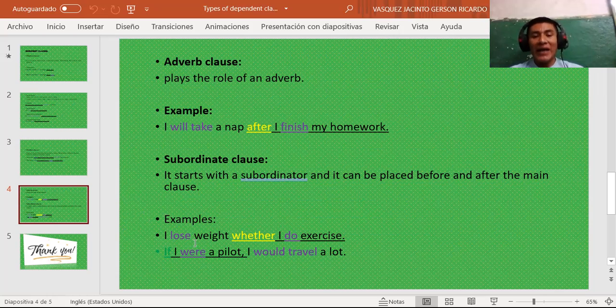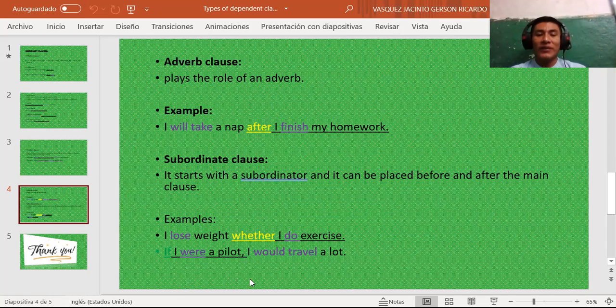I lose weight whether I do exercise. "I lose weight" is our independent sentence, and "whether I do exercise" is our dependent adverb clause. We have our subordinator, which is whether. It is acting as a conditional, and "I do exercise" is completing the message of the dependent adverb clause.